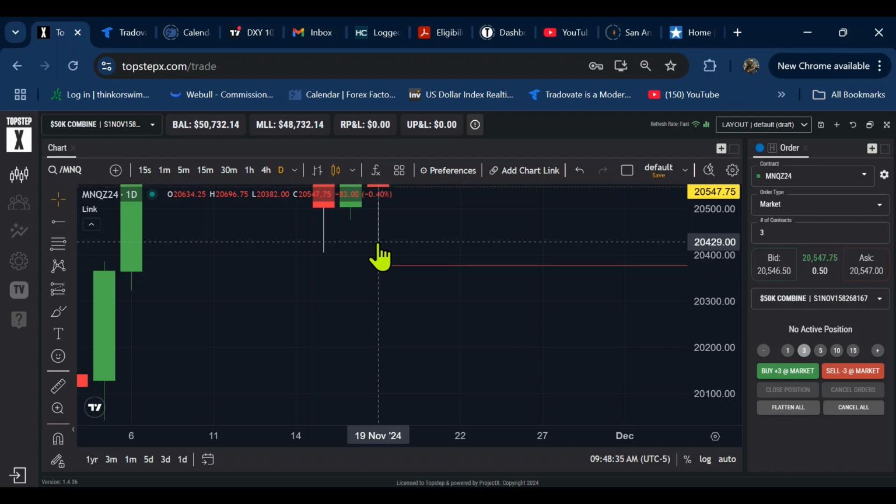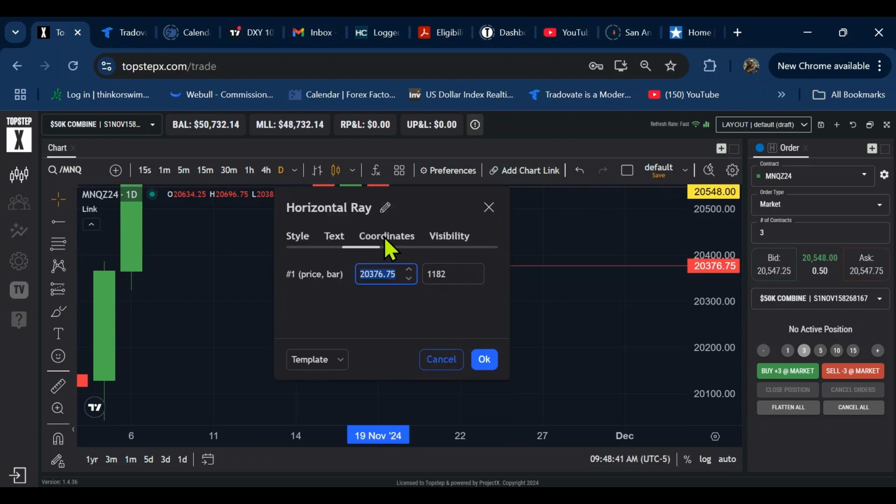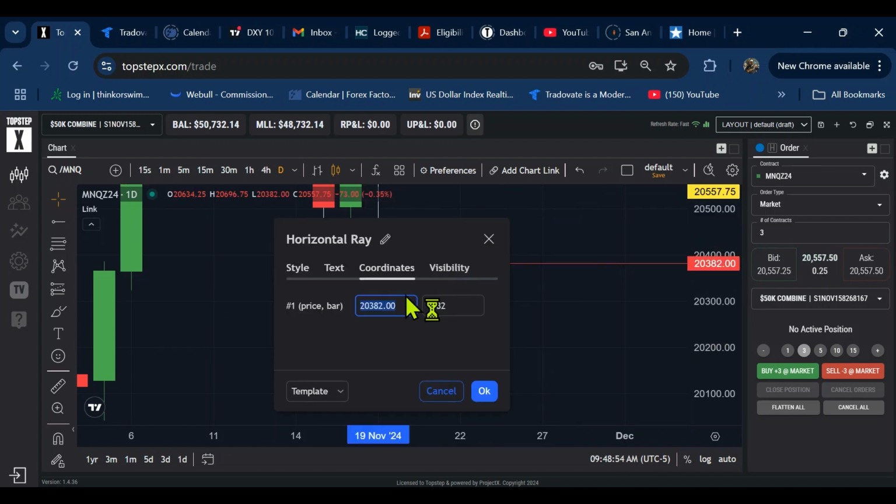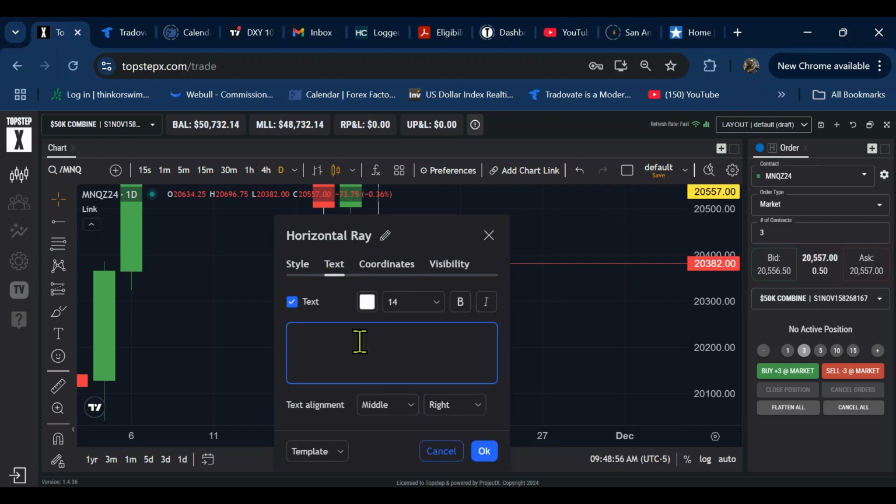So it's at 20382. And then you can take this line and change the coordinates to 20382. And then it'll be exactly where you need it to be. And I'll label that one low of the day, or even overnight low.